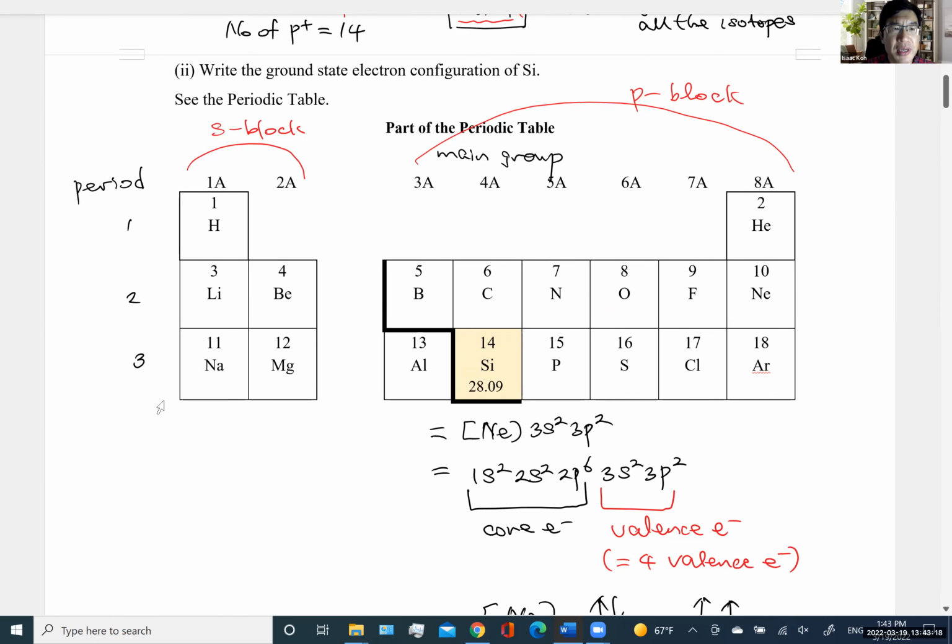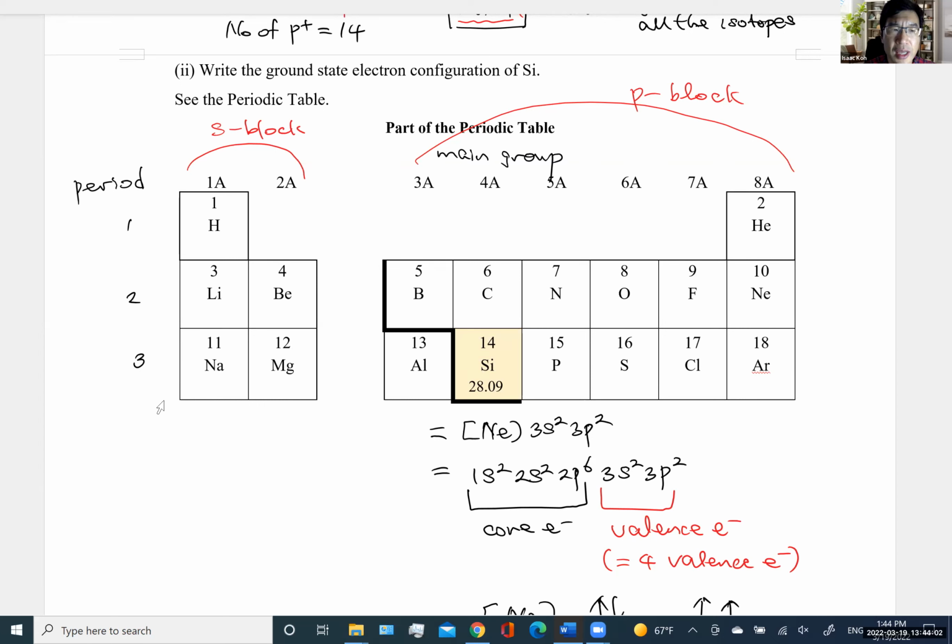Let's use the periodic table as our guideline to write the electron configuration. This one is showing the partial part of the periodic table from hydrogen to argon: hydrogen, helium, lithium, beryllium, boron, carbon, and so on. The column is the group number. Here is 1A, 2A, 3A, 4A, 5A, 6A, 7A, 8A. When I write A, not just 1, 2, 3, 4, 5, 6, it represents that these elements are main group elements, not including the transition group elements.